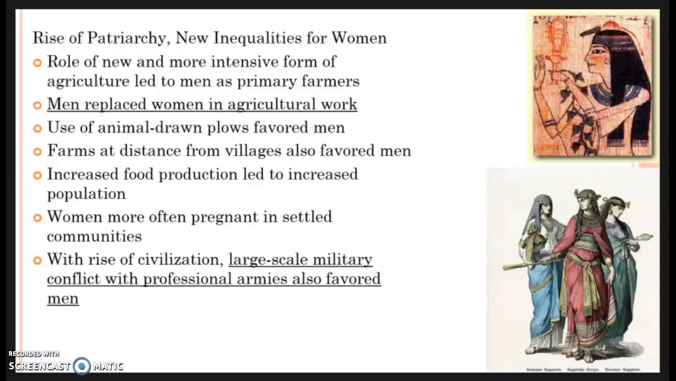With men controlling what happens in public and women being relegated to the home, the patriarchy, capital P Patriarchy, was established during this time. Men replaced women in agricultural work. The use of animal-drawn plows would favor men's naturally larger upper body strength. Farms were often placed at a distance from villages, and this could also favor men, as it was more difficult for women to pack up children and offspring and take them to the village.